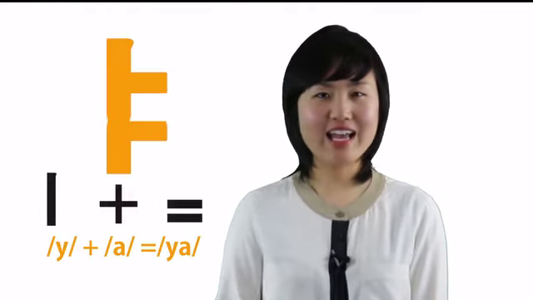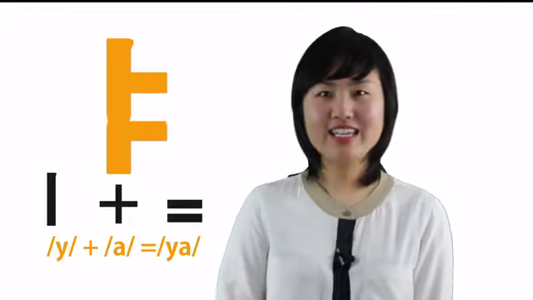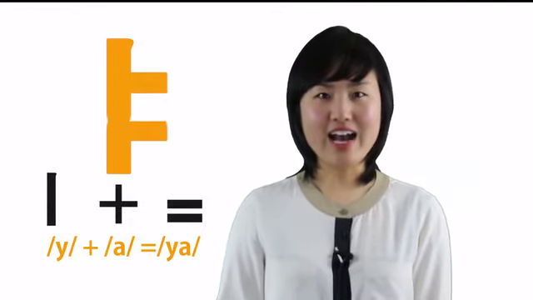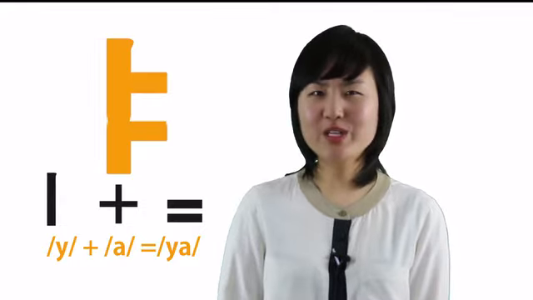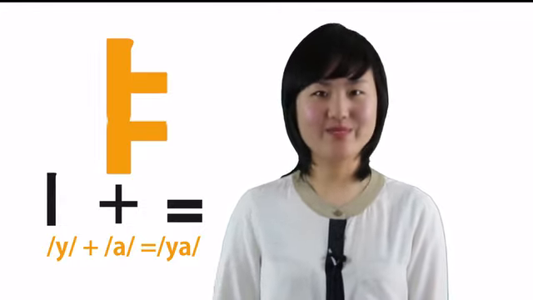What did you notice? Ya is a combination of E and A, like E-a, E-a, E-a, ya, ya, ya. So it eventually becomes ya. So instead of two syllables, try to have only one syllable for ya. It is ya.